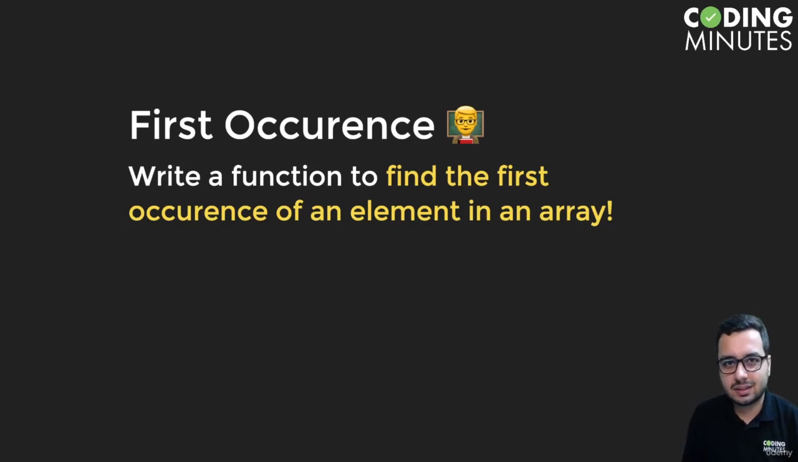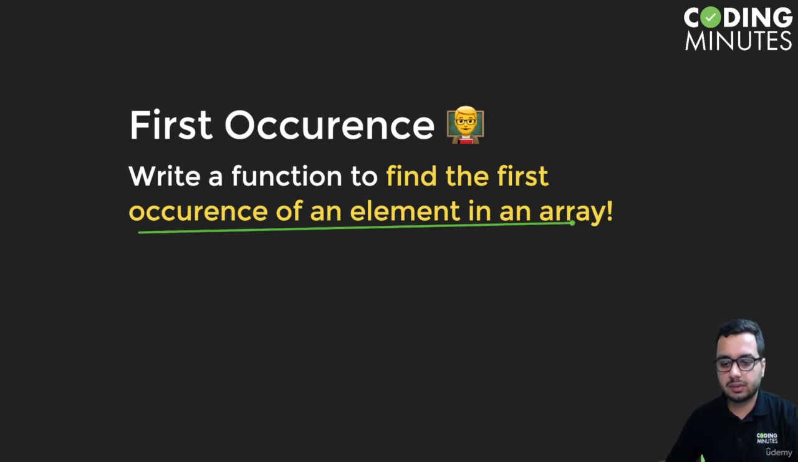Hi everyone, in this lecture we are going to solve a problem. We are given an array and we need to write a recursive function that finds the first occurrence of an element in the array. So basically we need to do a linear search and return the first occurrence of that particular element in the array.